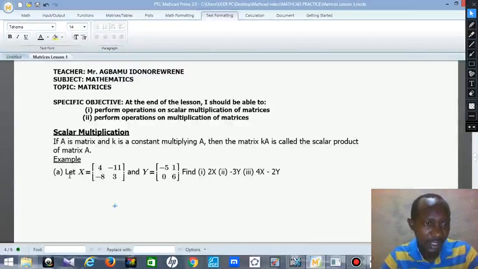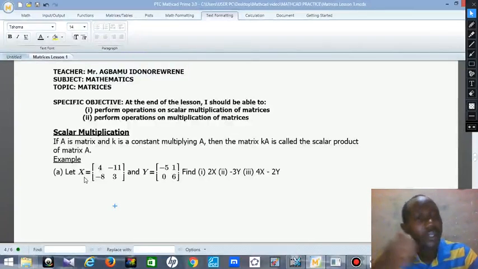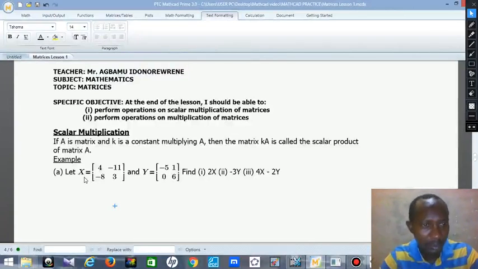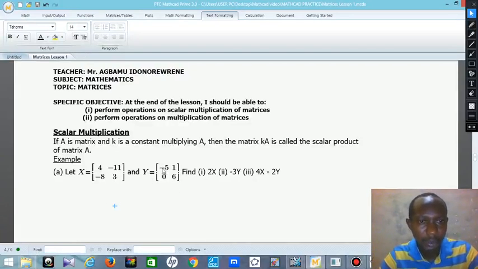For example, let's look at this example we have here. Let X be this matrix: 4, minus 1, 1, minus 8, 3. So this is a matrix. Then we have another matrix, matrix Y, which is minus 5, 1, 0, and 6. So this is another matrix labeled as matrix Y.